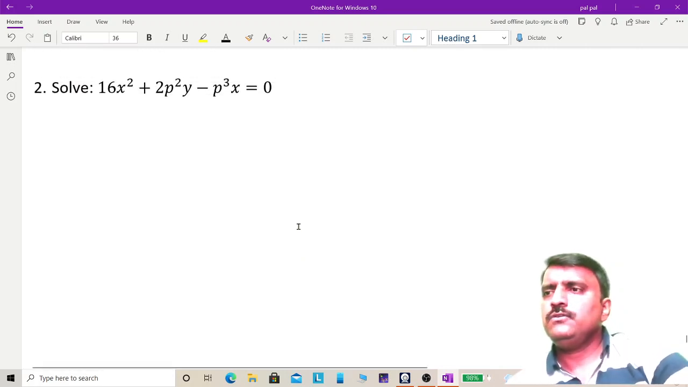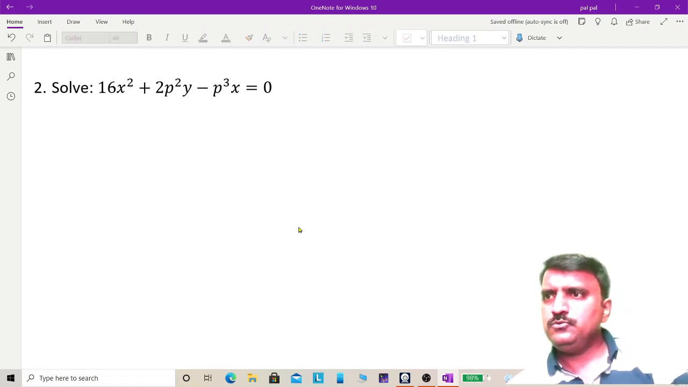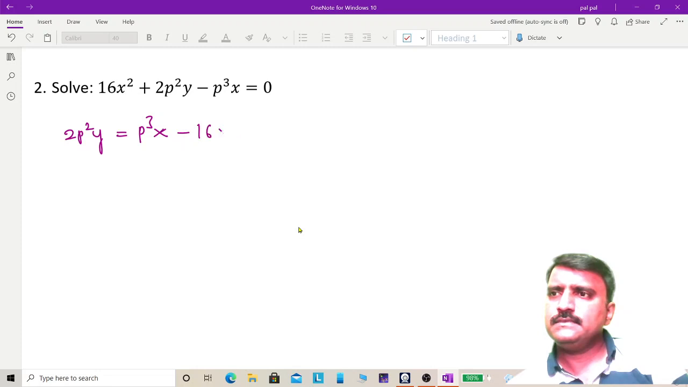Solve 16x square plus 2p square y minus p cube x is equal to 0. So I am writing this one as 2p square y is equal to p cube x minus 16x square. I am just taking the other terms to the right hand side, keeping 2p square y as it is. Take this expression as 1.